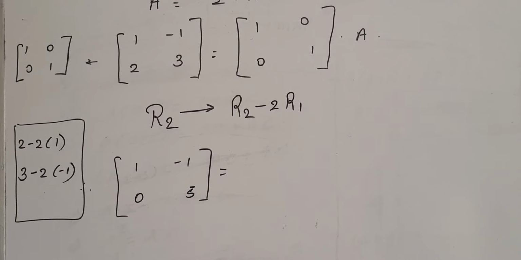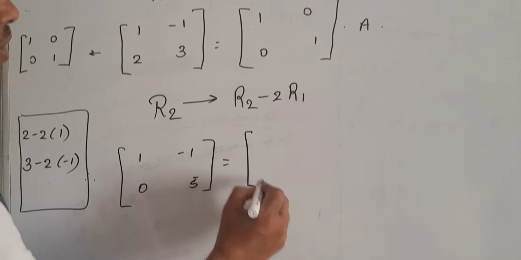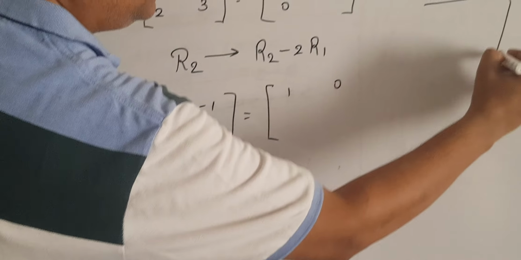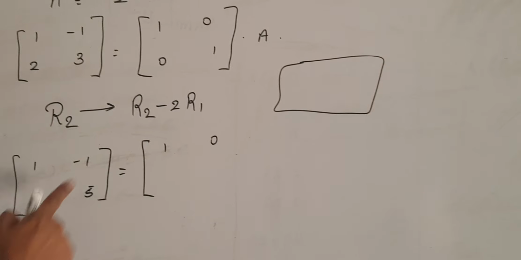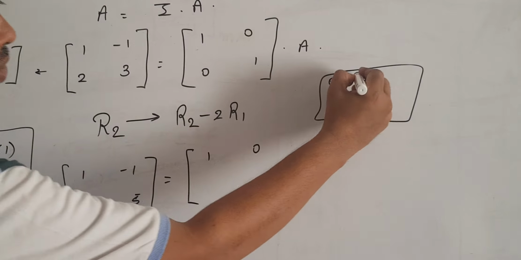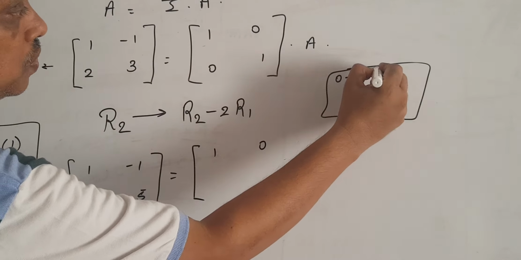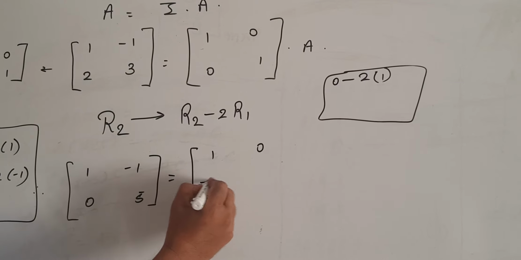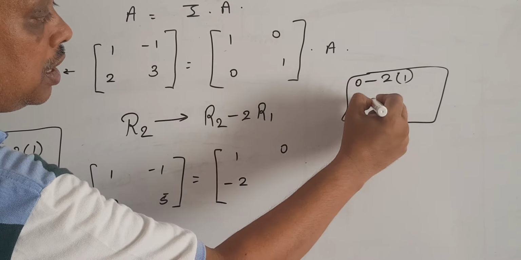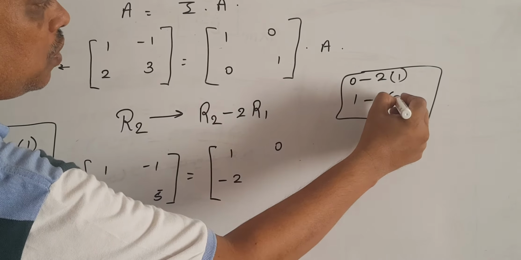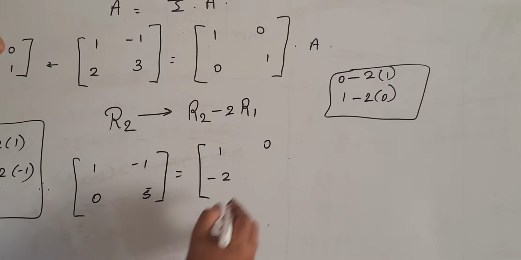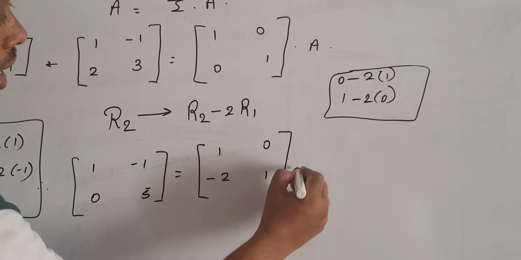Is that clear? Now the same thing we have to do here. 1 0, first row as it is. But here how do we write this calculation? Second row element 0 minus 2 times first row element 1. So the value will be -2. Second row element is 1 minus 2 times first row element 0. So 1 minus 0 is what? 1, as it is.